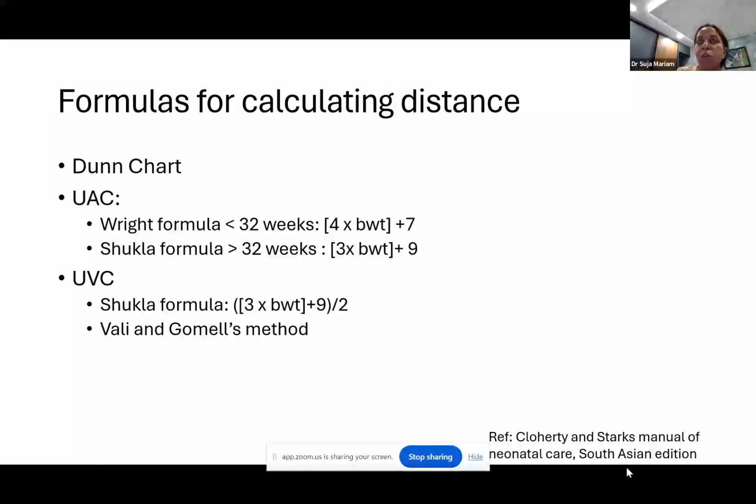And there is Dunn's and Gomez method where you just measure from the shoulder to the episternum, umbilicus to the episternum, and then measure the depth of the body half from the bed of the baby. So you don't have to remember in detail about that method, but Shukla formula is the most commonly used one, and many units use Dunn charts also.